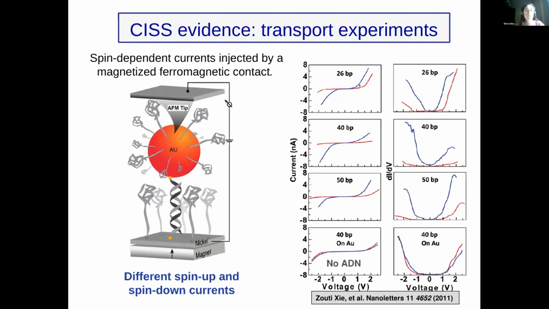And you can get the IV curves, and you will see that these IV curves for spin up or spin down are different. These blue and red lines. And here in this graphic you can see already that these numbers, 26, 40, 50, refer to the number of base pairs of the molecule, so the molecular length. And you can see that this difference between the current up or down is increasing with the molecular length, as I told you before.